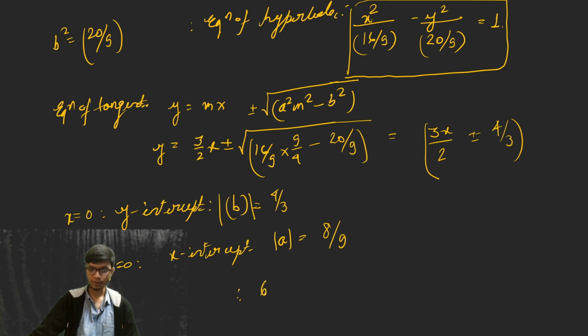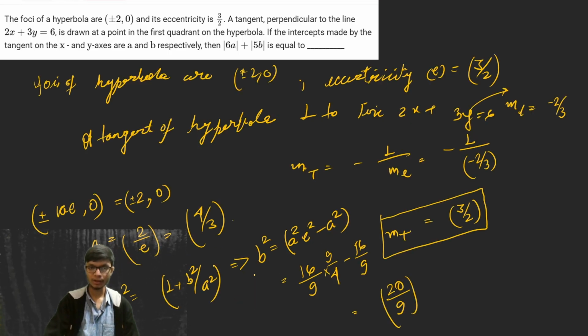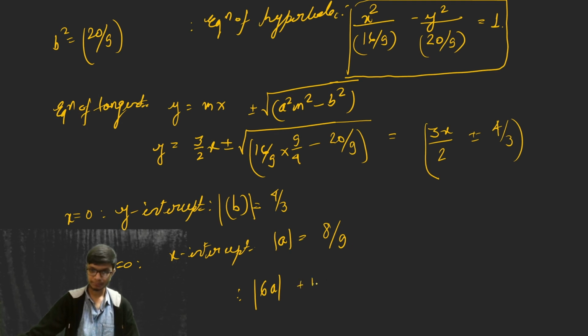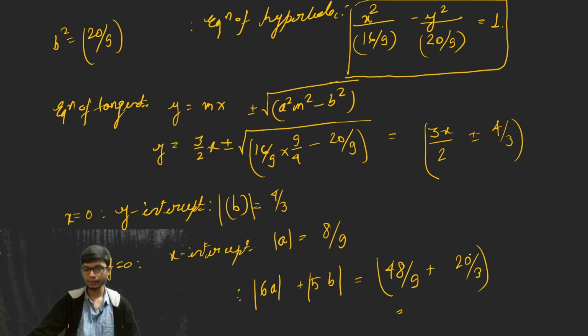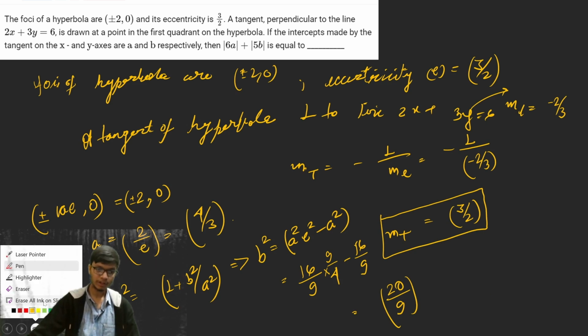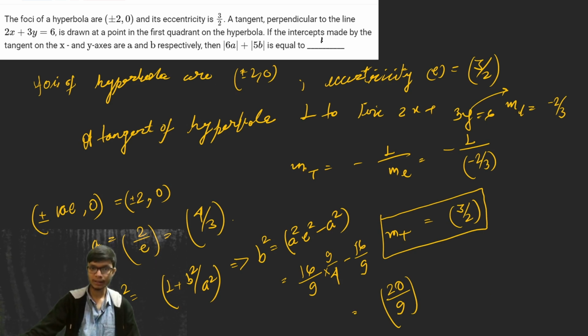Now I have to find the value of 6 times modulus of a, that is 6a whole modulus, plus 5b whole modulus, and this will be equal to 6 into 8 by 9, so 48 by 9, plus 20 by 3. You can multiply the numerator and denominator by 3 to get 60 by 9, and 60 plus 48 is 108 by 9. So that result will be 108 by 9, which is equal to 12. So with this you get the numerical answer, equal to 12. I hope you are clear with this particular solution.